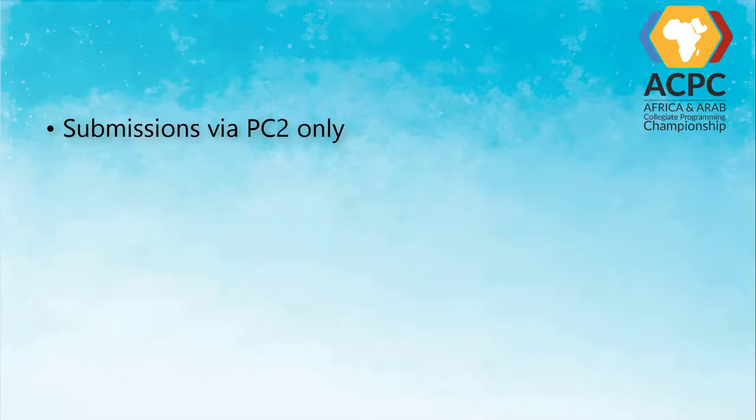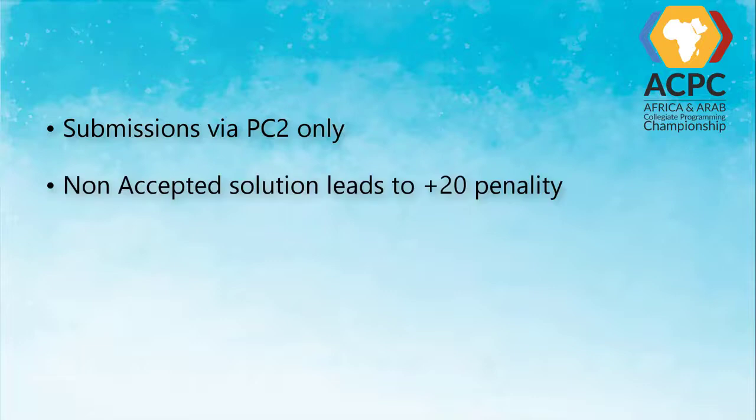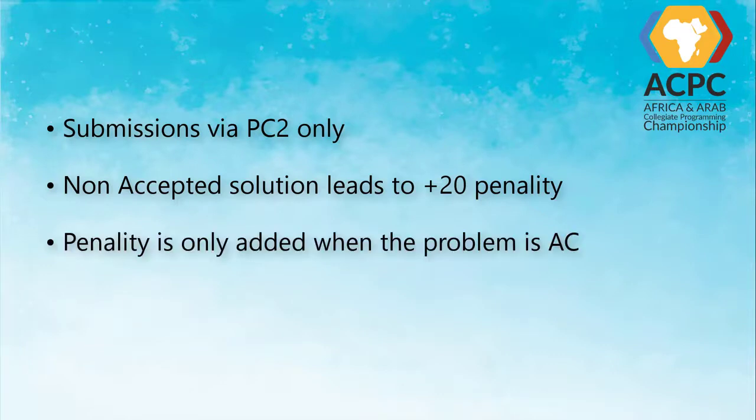The submissions are only via PC squared system. Non-accepted solutions lead to plus 20 penalty points. The penalty is only added when the problem is accepted. That means if you had many submissions in one problem and you didn't get this problem accepted, nothing will be added. But once you get this problem accepted, if you made any wrong answers in that problem, they will be added as penalty.